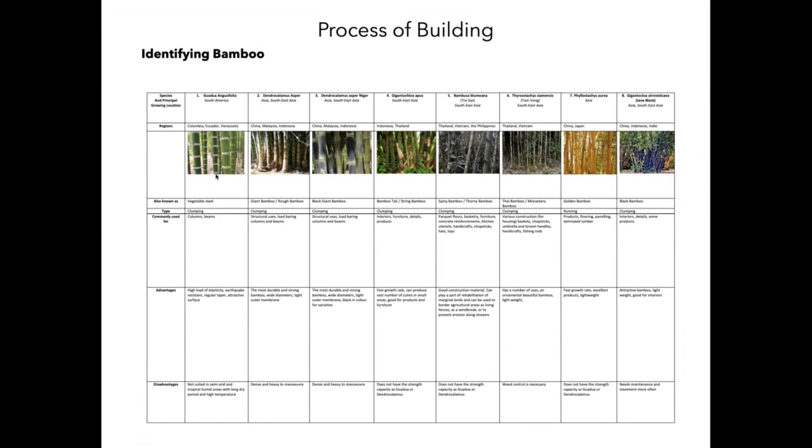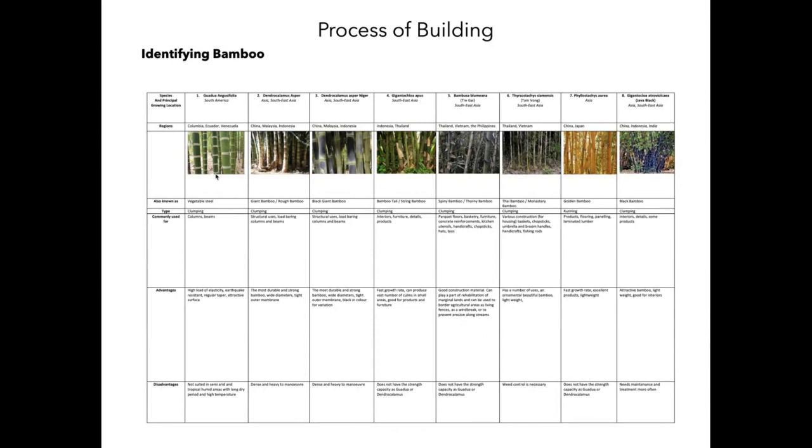Dendrocalamus asper. This is another clumping bamboo. They mainly use it in Asia because it's more based there, and they really use it for columns and sun beams, mainly the structural framework of the house or the building. They use Dendrocalamus asper. Dendrocalamus niger is a black bamboo, but it's the same species.